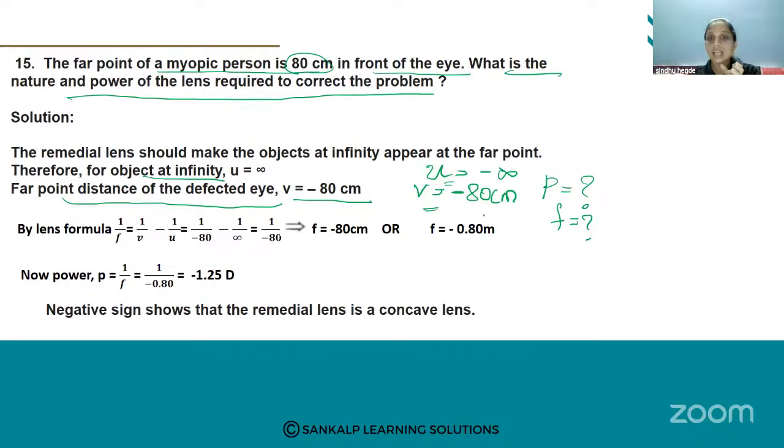So with the help of this we can easily find out the focal length f. What is the formula? That is 1 by f is equal to 1 by v minus 1 by u. So substitute here, 1 by v is 1 by minus 80 minus 1 by infinity. We know that 1 by infinity is nothing but 0.